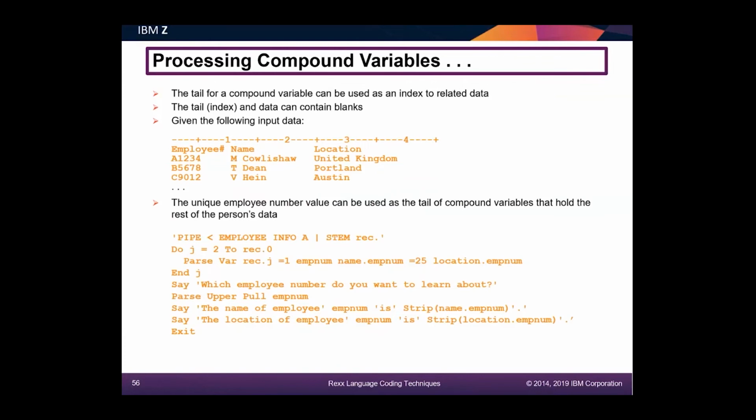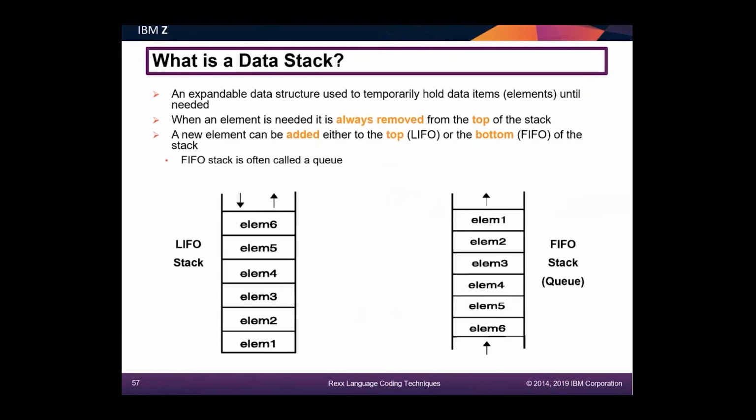And then I just insert. And then the same thing with location. I say the location of employee, employee number is, and I strip the location.employee number. So again, I'm reading the file, and I'm using one of the columns as an index into other arrays for data about the file. So that's one way to use compound variables. So compound variables, again, are a way for you to have lots of information. You might not know the size of it right away, and you're trying to process that information all through one variable or one array. So now we're going to contrast that with the stack.